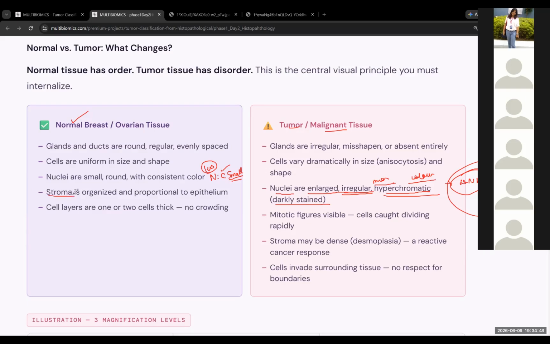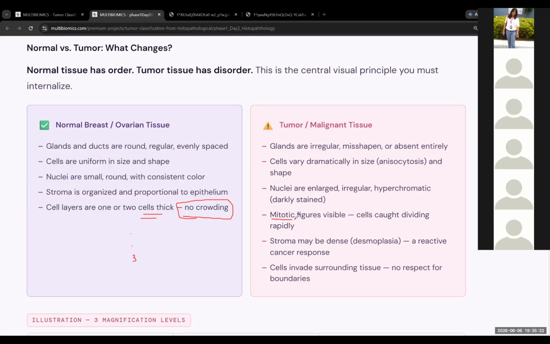Now, stroma, the nearby surrounding connective tissue, is organized and proportional to the epithelium. Epithelium is kind of like a membranous cell. If you don't remember what is epithelium, you go to 9th standard science and you'll understand. Now, cell layers are one or more cells thick, no crowding, so they are finely arranged. If you see a tissue slide, they are not too thick, one or two or maximum three layers of cells. The cells are not crowding. But here you will see crowded cells.